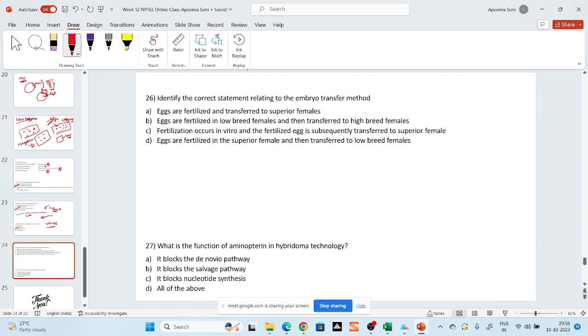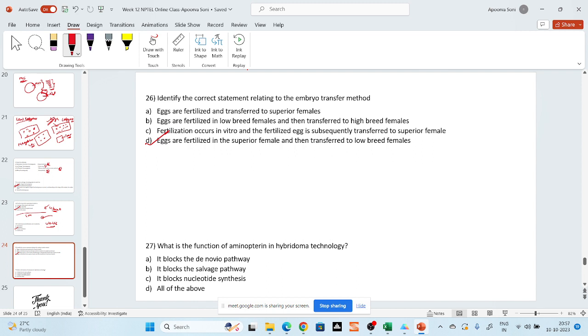We have just dealt with this question, I think, last week. So what is the answer of this question? Option B. Eggs are fertilized in the superior female and then transferred to low breed females. Yes. First you have to fertilize in the superior female, and then for the further growth, superior females need not be kept for the whole development. At that time you need not have superior females, you can have low breed females also.